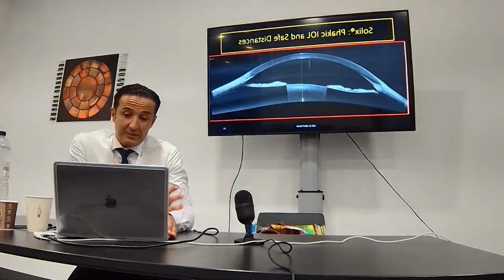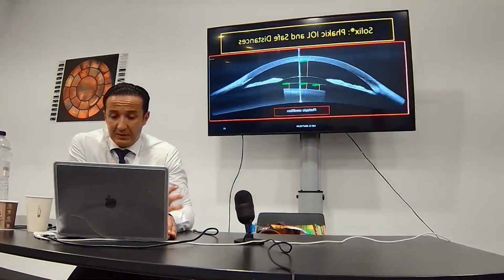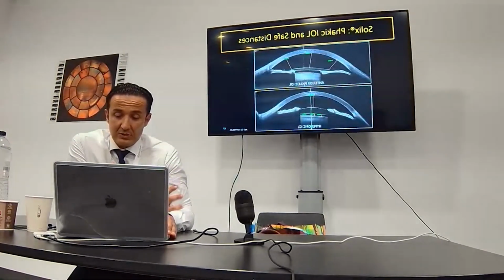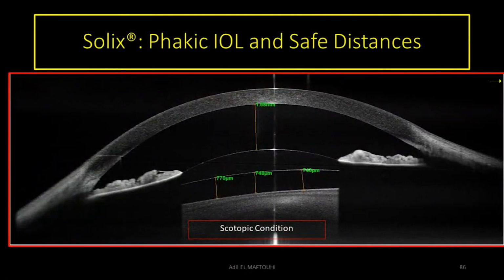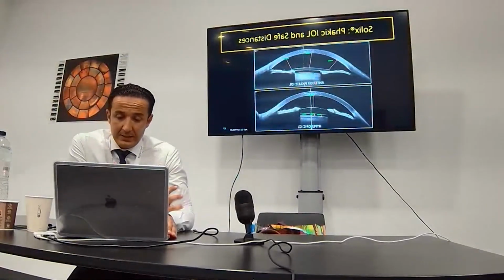You can check the safe distance and the vaulting in different conditions, photopic and scotopic conditions, and analyze the safe distance in an Artisan vertical AOM, and the vaulting in this case in a hyperopic AOM.